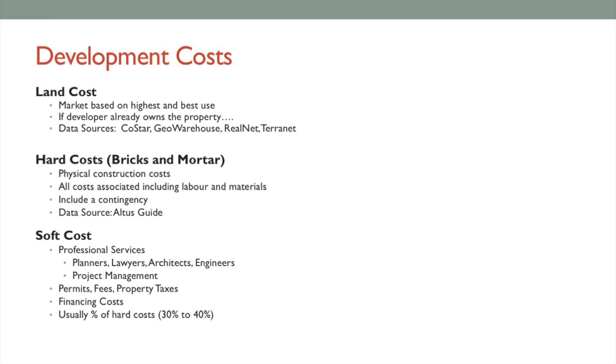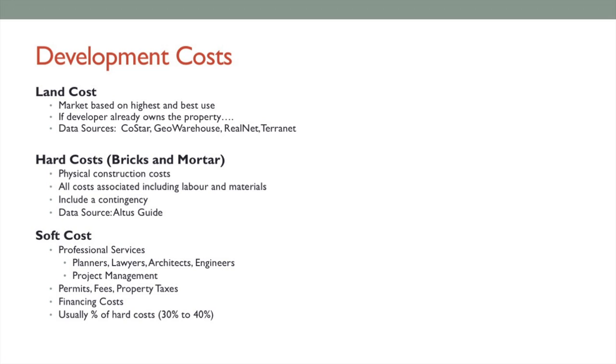So let me go through some of the key points. When we talk about costs, there are three types of costs associated with a proposed development. First is the land cost. Of course, that's how much the developer paid for the land. Market rates usually apply because that's something that needs to be taken into consideration. And in a lot of instances, the land cost reflects the highest and best use. And that's where we get into conflicts between what might be best from a planning perspective, a city building perspective, and what developers see in terms of maximizing their returns. But that's one component.